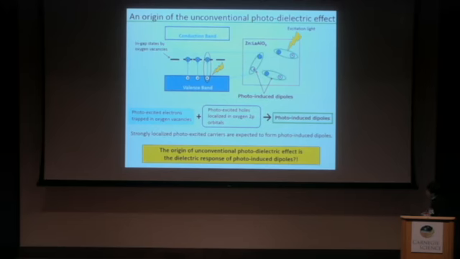I will briefly discuss an origin of unconventional photodielectric effect in zinc-substituted lanthanum aluminate. As shown by this schematic figure, the electrons and holes are generated by the photoirradiation. If the photoexcited electrons are trapped in oxygen vacancies, and if the photoexcited holes are localized in oxygen 2p orbitals, they are expected to form the photo-induced dipoles. So we suggest that the origin of unconventional photodielectric effect is the electric response of photo-induced dipoles.